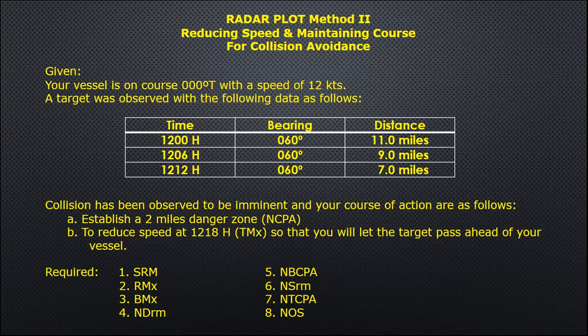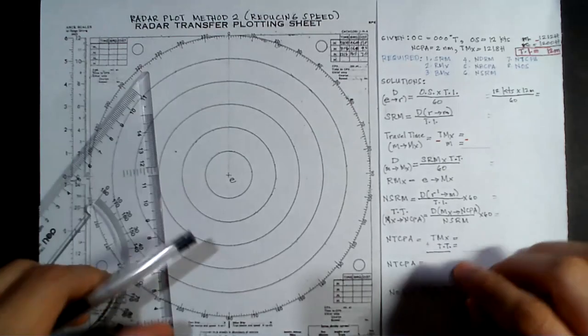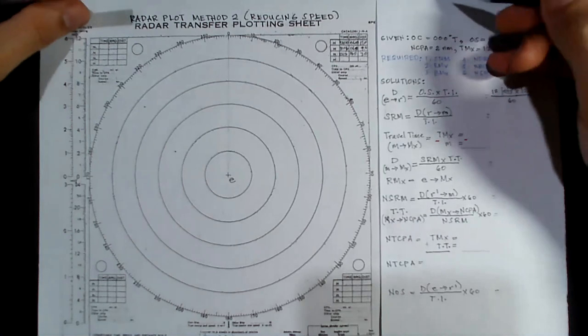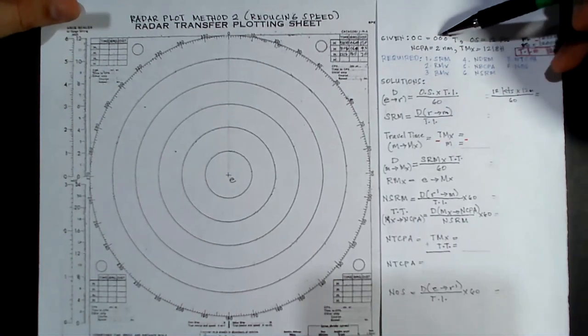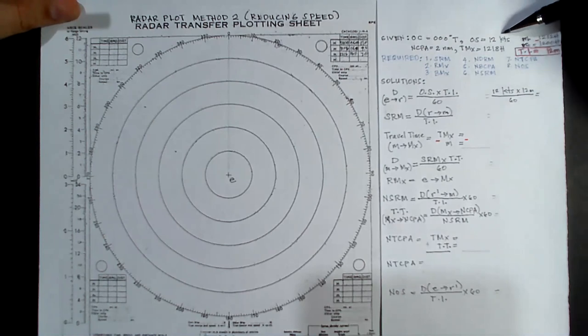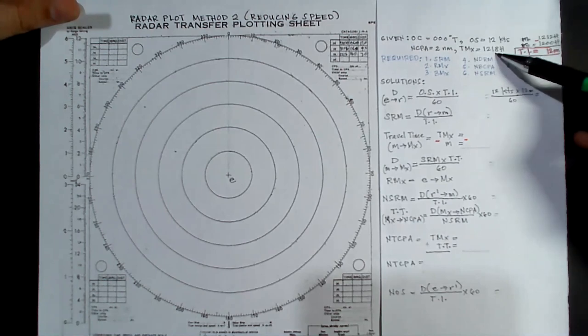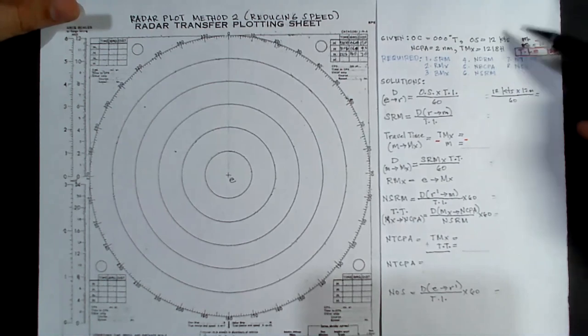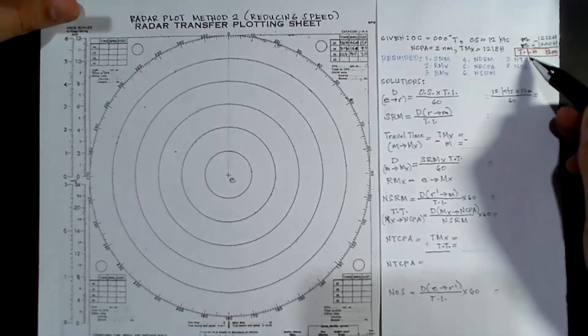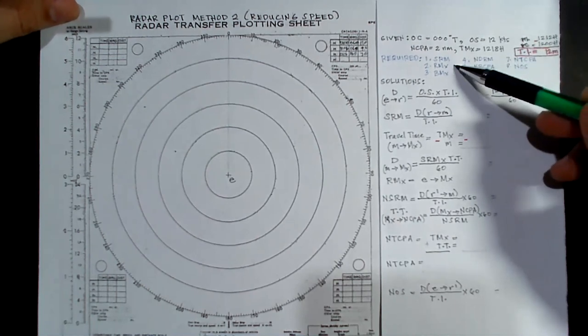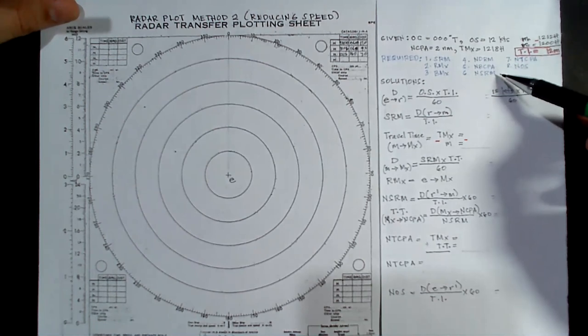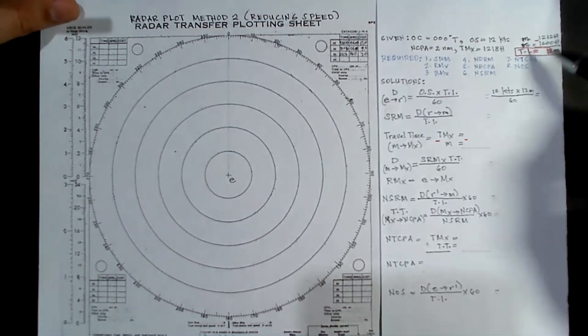And now to proceed to our plotting. First, you have to write your given: your own course, 000 degrees true, your own speed that is 12 knots, your new CPA that is 2 nautical miles, your TMX that is 1800 hours. Next, for the required: SRM, RMX, BMX, new DRM, new BCPA, new SRM, new TCPA, and new own speed.